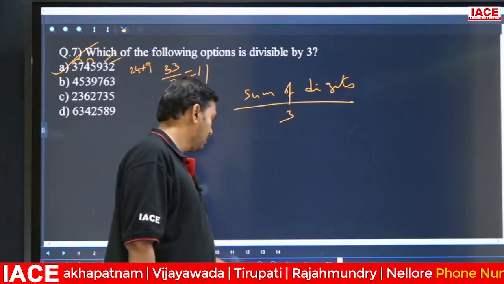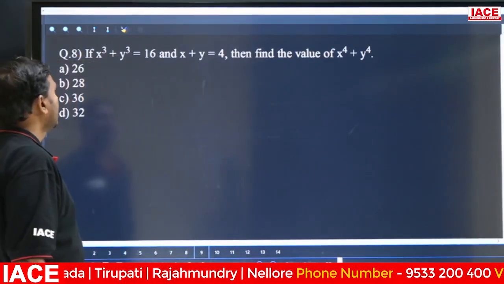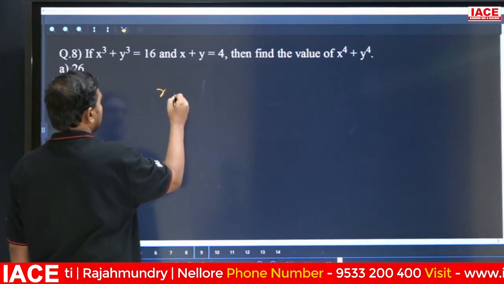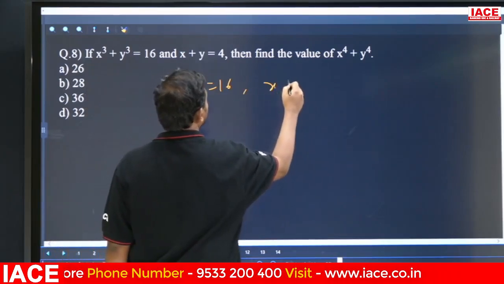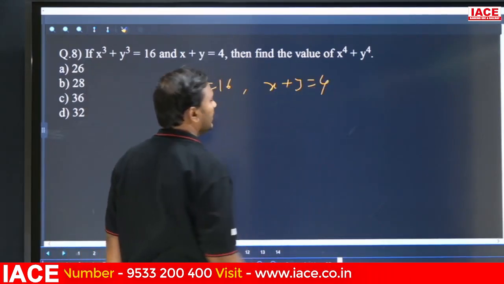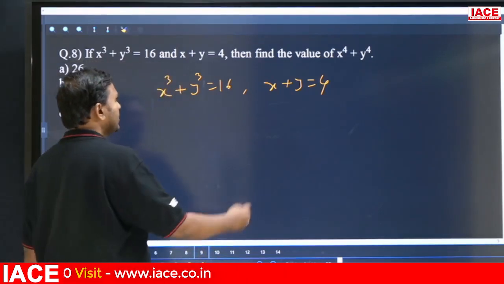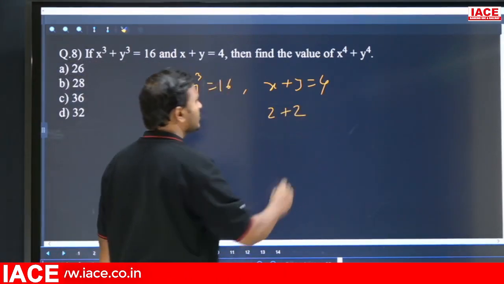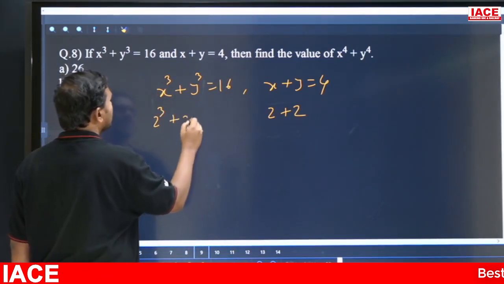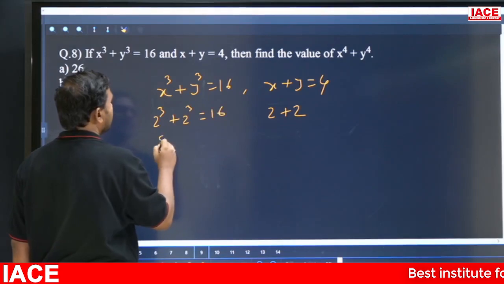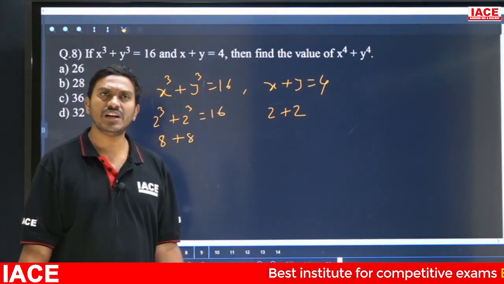Okay, right. Then next one, just see, x cube plus y cube equal to 16. x plus y equal to 4. What is x power 4 plus y power 4? If you observe carefully, put x and y as 2 plus 2. 2 plus 2 is 4. And 2 cube plus 2 cube is how much? Exactly 16, or not? 8 plus 8 is 16. So x and y values are 2 and 2.